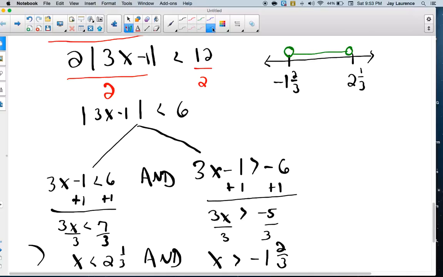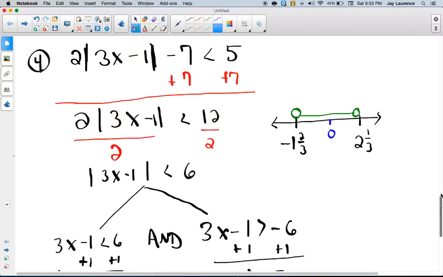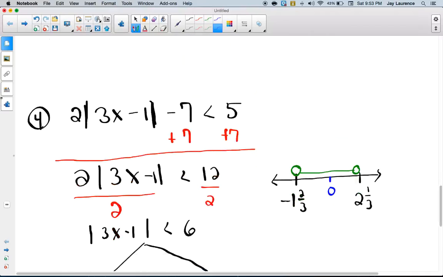Now, I'll tell you what, before I go on with the interval notation and set builder notation, I'm going to check them. For example, I think 0 is a solution to the set. If I go back to the original inequality and substitute 0 in, I will get a true statement if I did my work correctly. So I have 2 times the absolute value of 3 times 0 minus 1, minus 7. If that is less than 5, then I'm feeling really good about this.